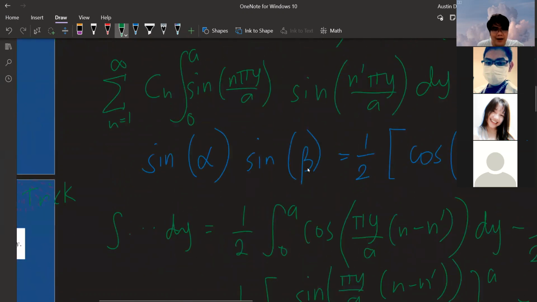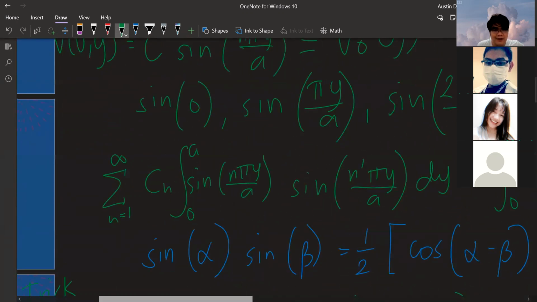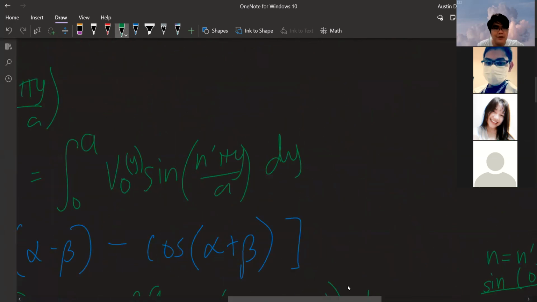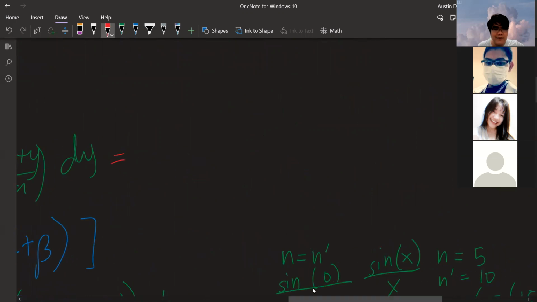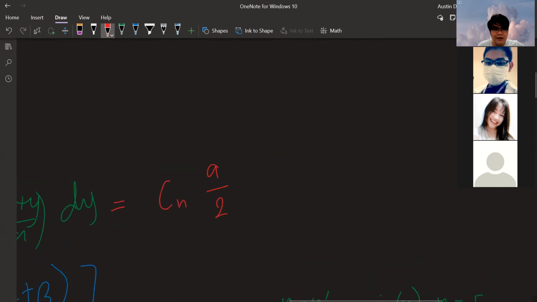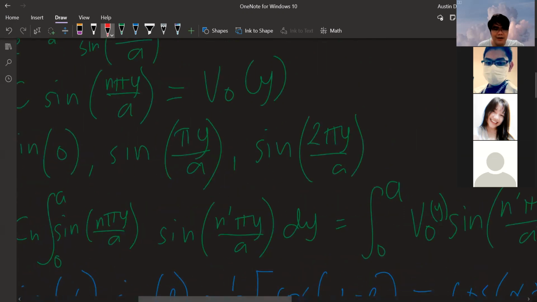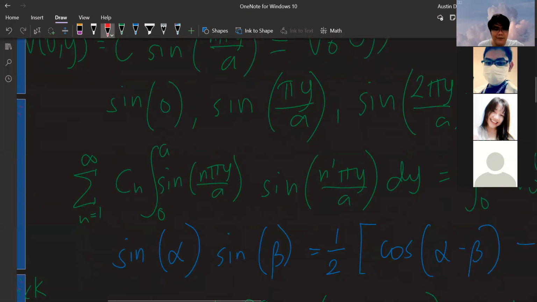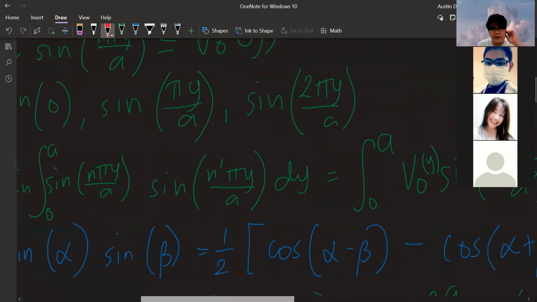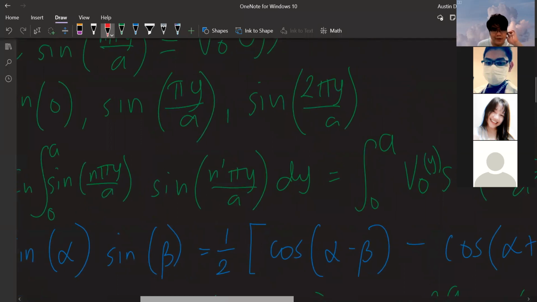So when that happens, I could just write this whole thing. So yung left-hand side ko will be equal to Cn times A over 2. Okay? Diba? Kasi itong integral lang natin na to, A over 2 lang siya kapag n is equal to n prime. Okay, kuha ba yan?